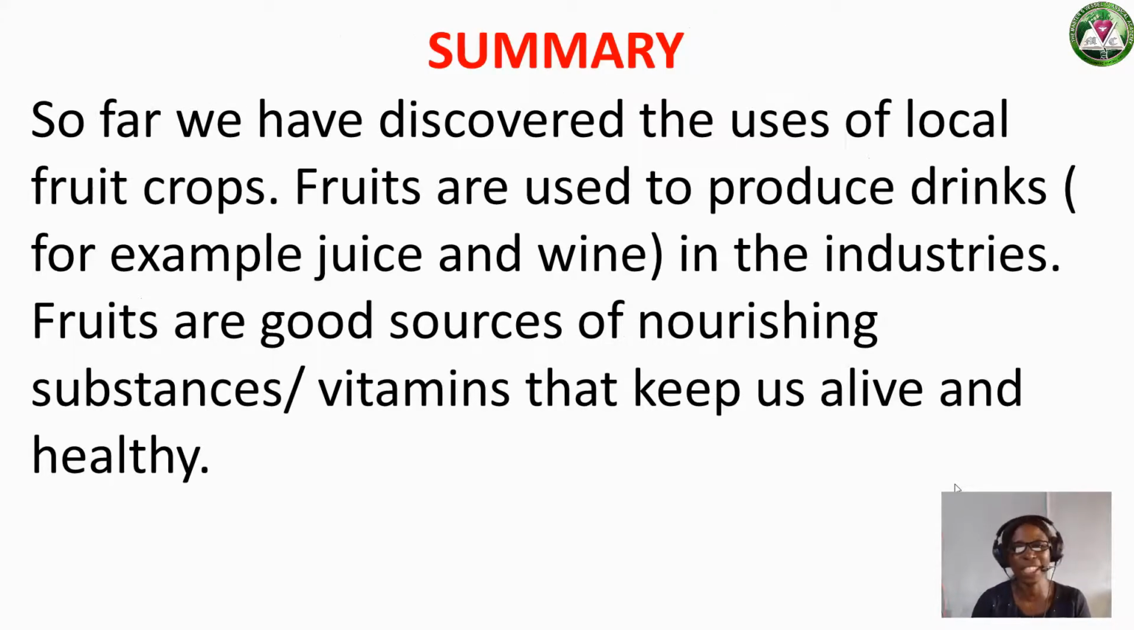So far, we have discovered the uses of local fruit crops. Fruits are used to produce drinks. I gave you examples, something like juice, your zobo drink, even your 5 Alive, and so on, even wine. Then we use them to produce juice and wine in the industries. You can even use the fruits to produce your own juice right there in your house.